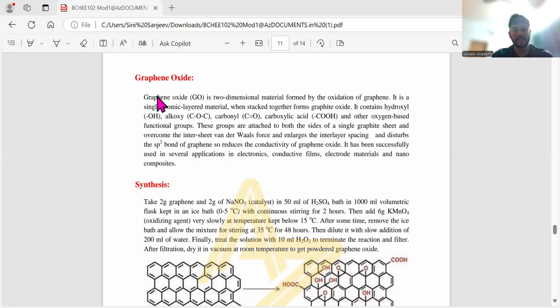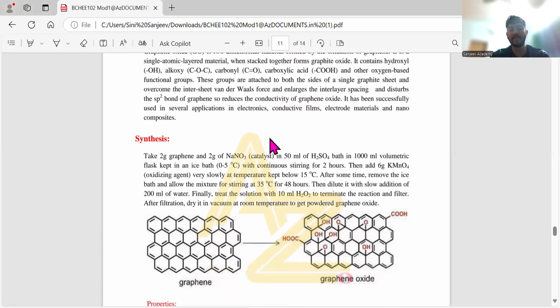Yeah. Graphene oxide, yes. Graphene oxide is formed by the oxidation of graphene. It contains the OH hydroxyl group, alkoxy COC group, carbonyl and carboxylic acid groups. It has all the oxygen-based functional groups, as you can see here. And you can see the layers are separated here. It is not as closely bound as graphene. In graphene oxide, there are van der Waals forces or London forces, which are the weakest forces.